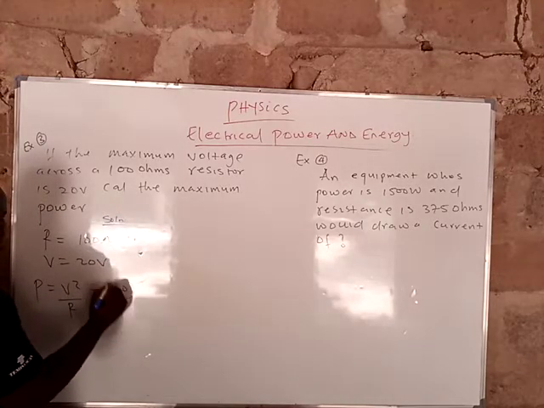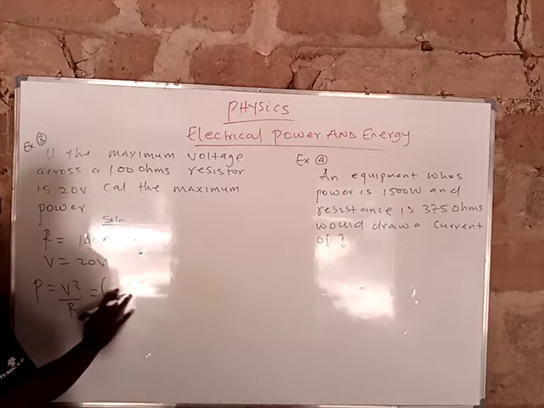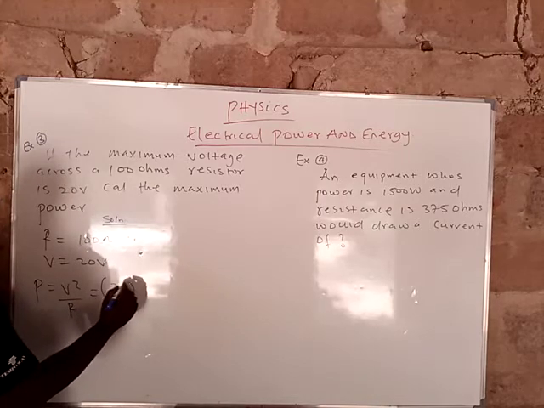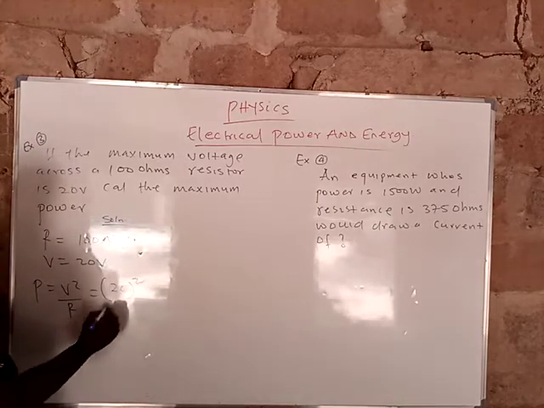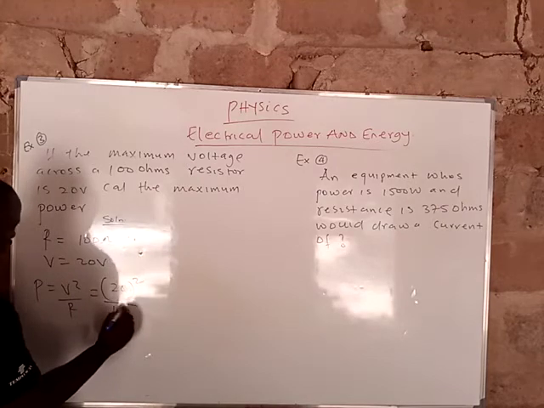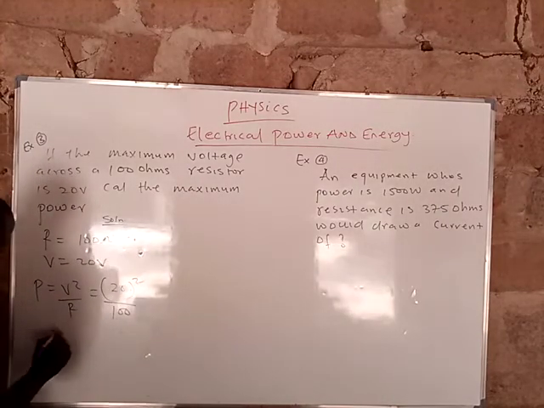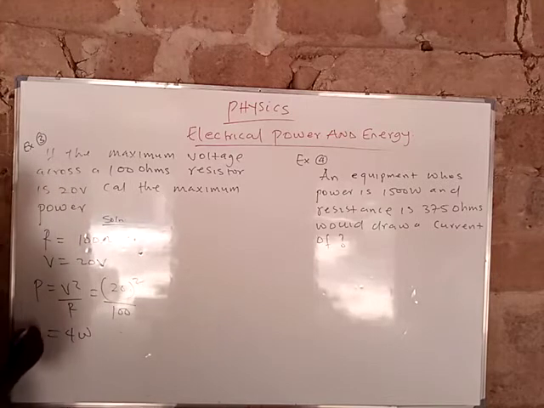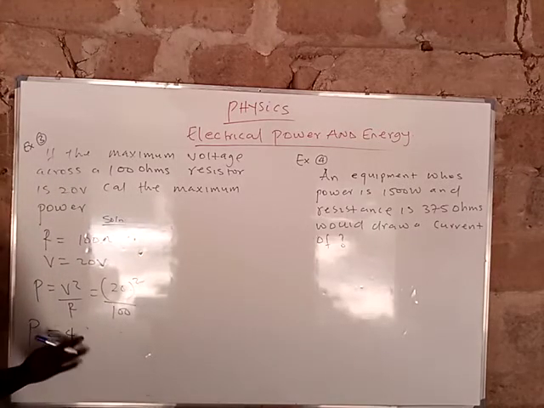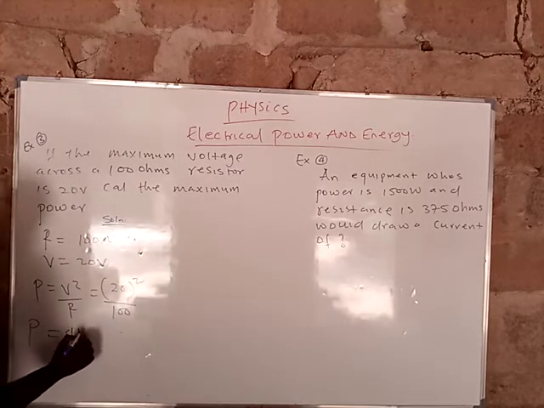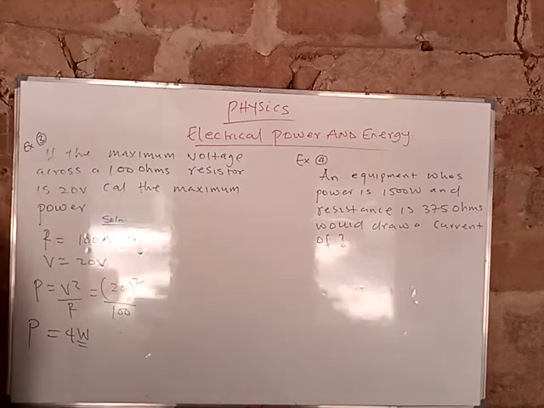And this will be what? 20 squared all over what? 100. And if you punch it very well, you will get a power of what? 4 watts. Don't forget that the SI unit of power is watts. Don't forget, please.